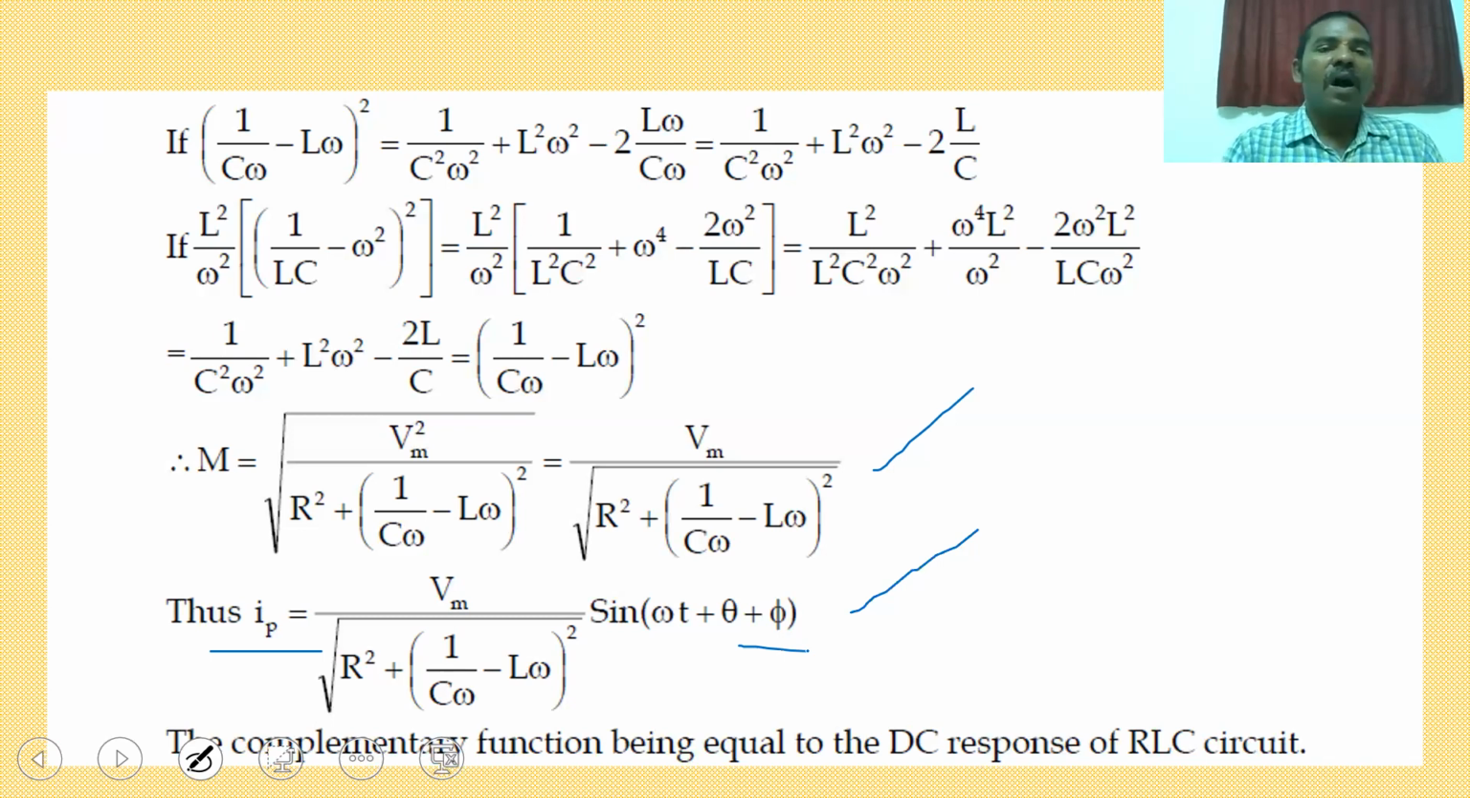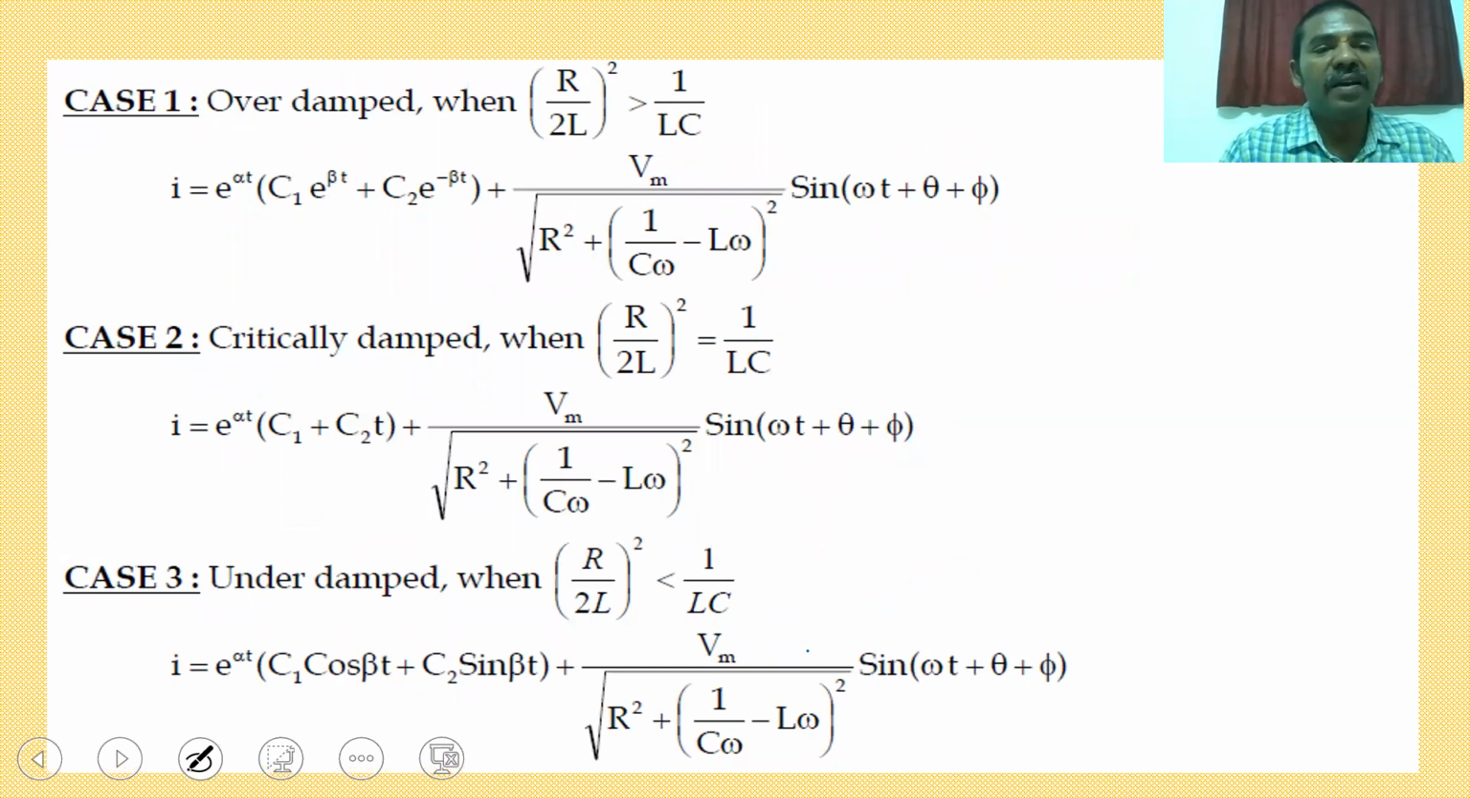After that you go for the overdamped condition. Under the radical, we check that (R/2L)² must be greater than 1/LC. So you get negative real roots. For that, the overall expression is i = c1 e^(αt) e^(βt) + c2 e^(αt) e^(−βt) + Vm/Z sin(ωt + θ + φ).